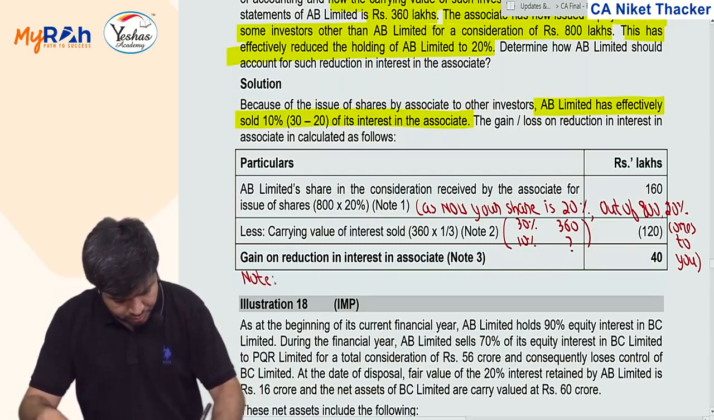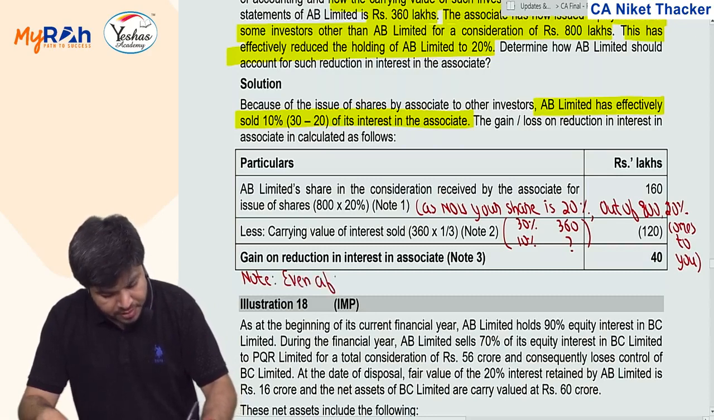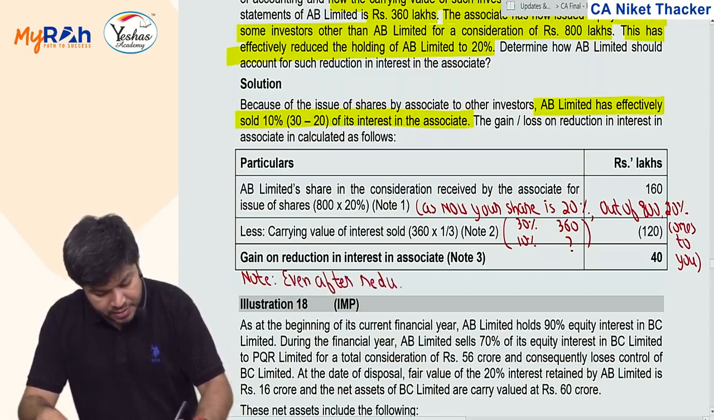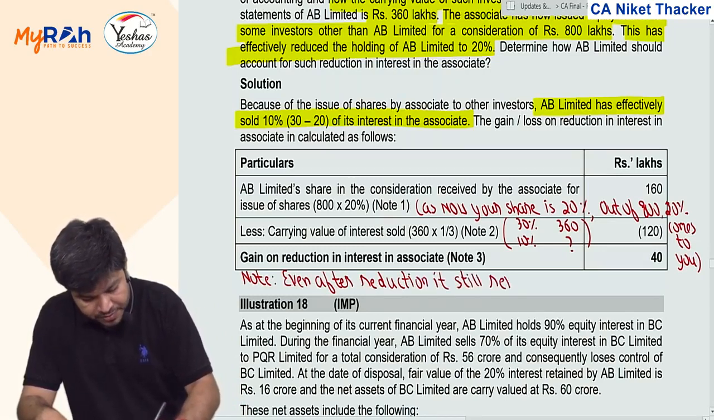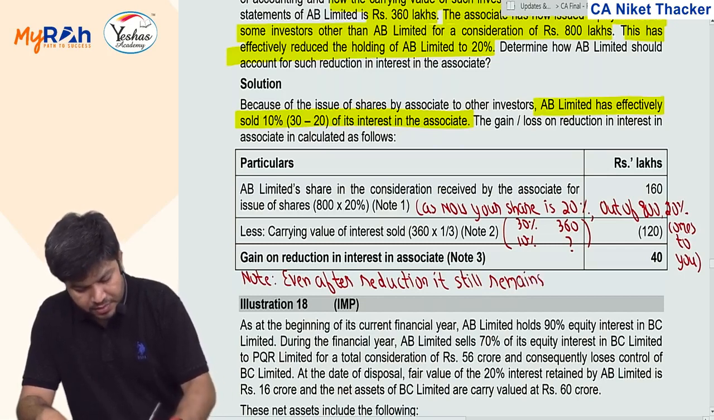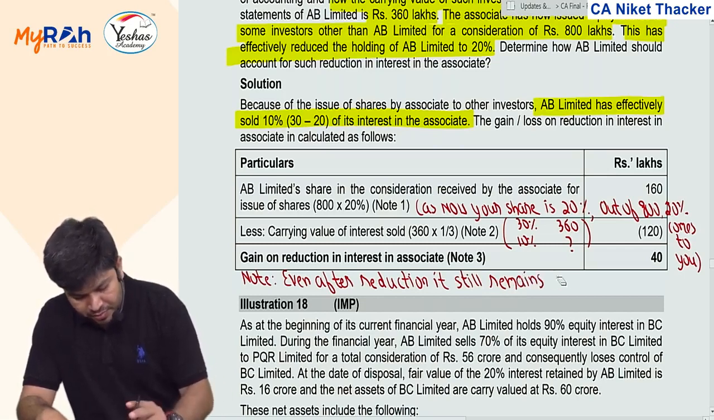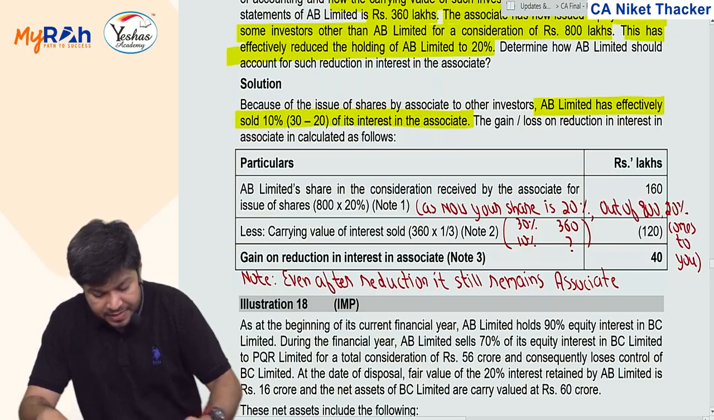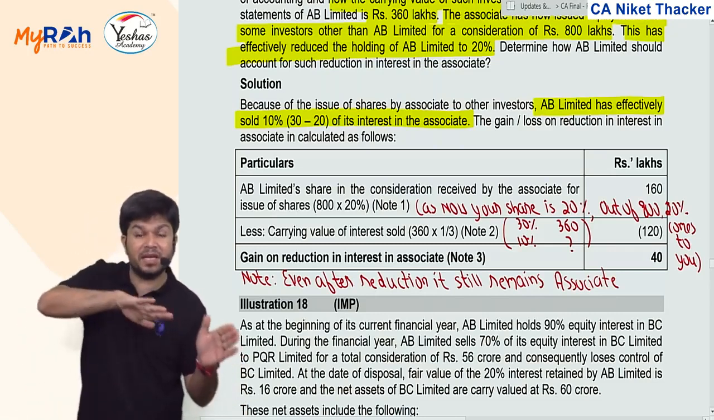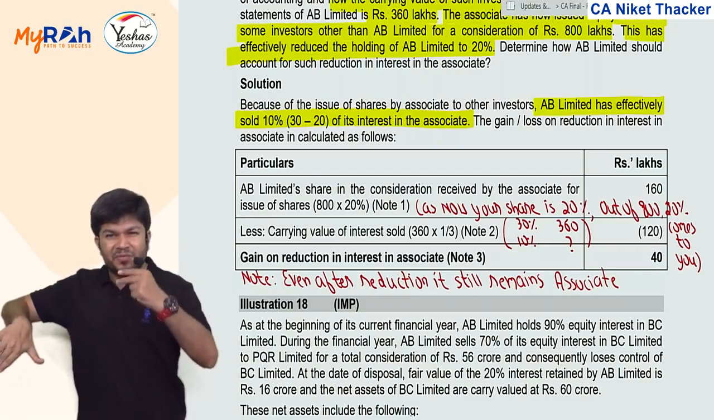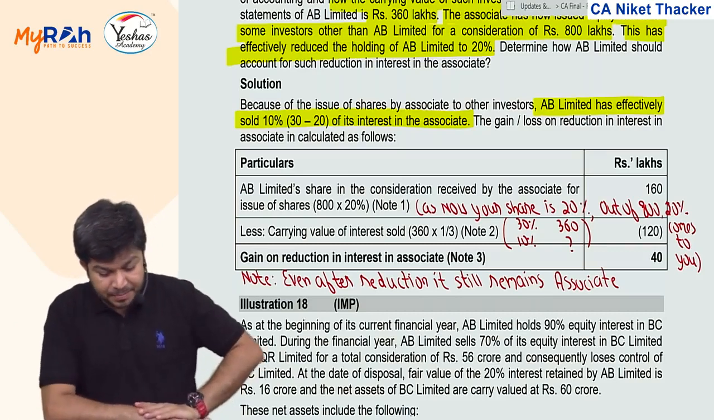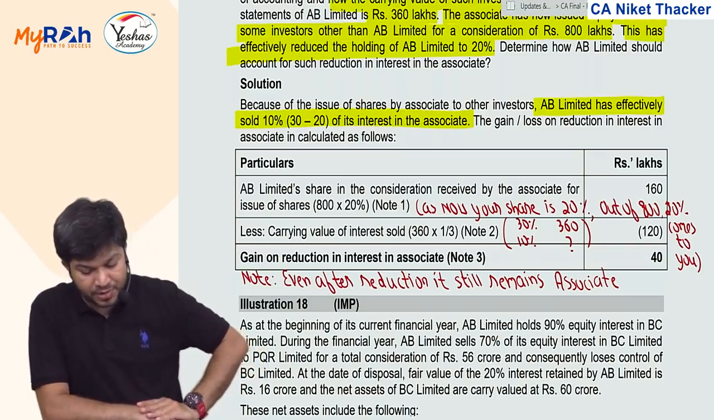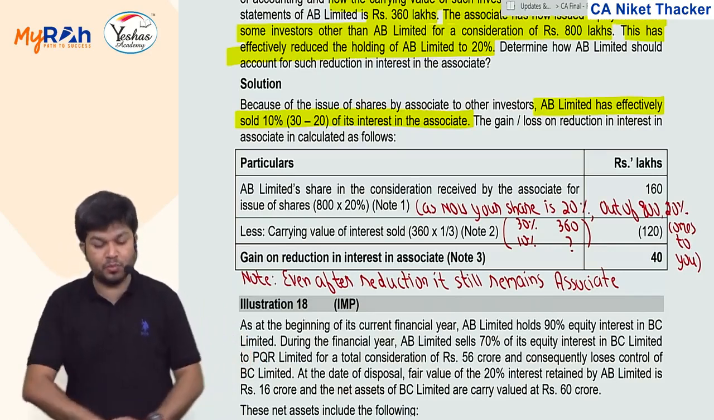And note, even after reduction, it still remains an associate. You still have 20%. So earlier you had 30%, now it's 20%. Effectively 10% sold. The carrying amount of that 10% is 120. Effectively you are getting 160.